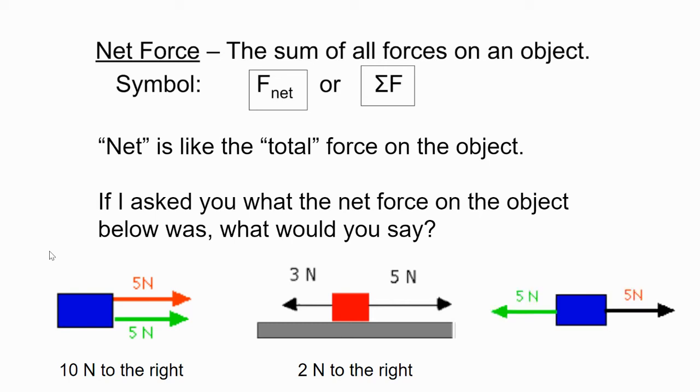And then last but not least, if we had a 5 Newton force to the right and a 5 Newton force to the left, well, those forces cancel out, right? So our net force would be 0.